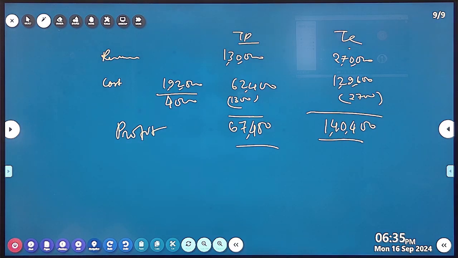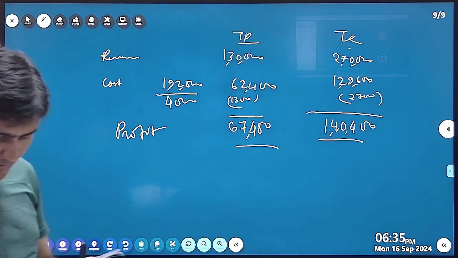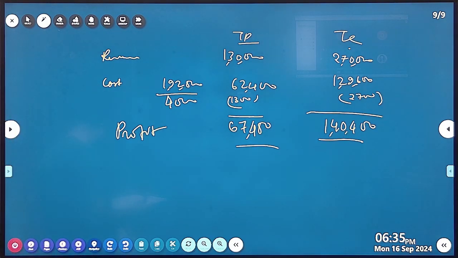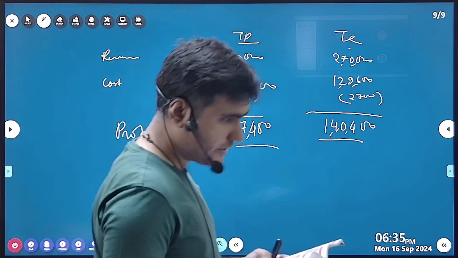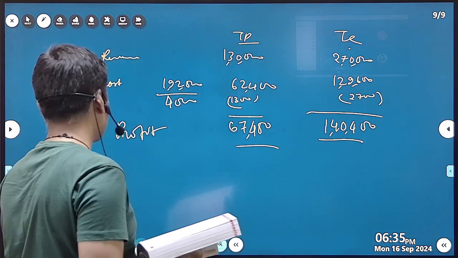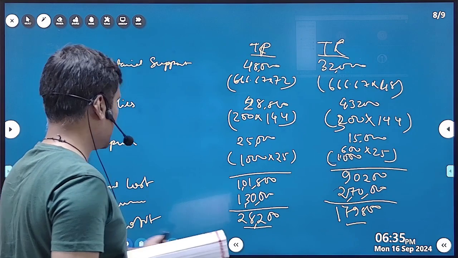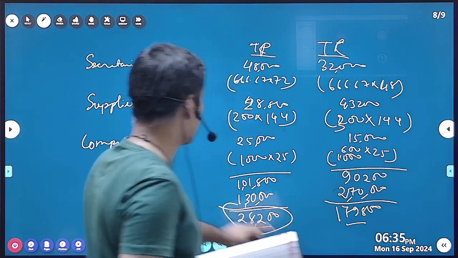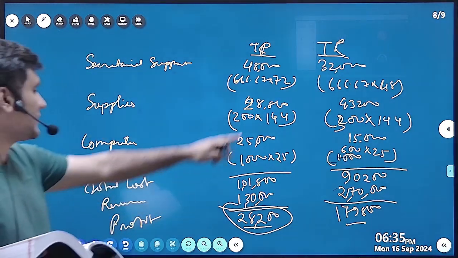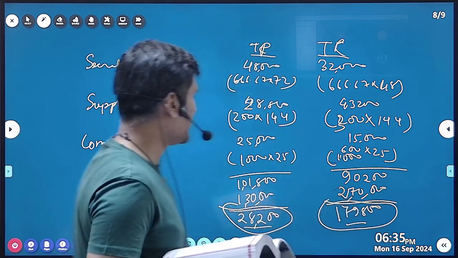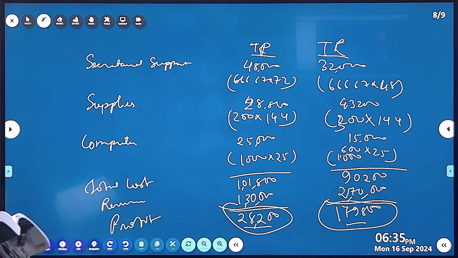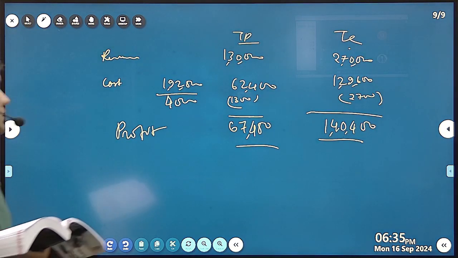Then, how might the firm's decision be altered if it were to allocate all overheads using direct labor hours? Earlier, when we did it by ABC, the profit of tax preparation was very low, 28,200. But for tax consulting, they thought they had a much greater profit.